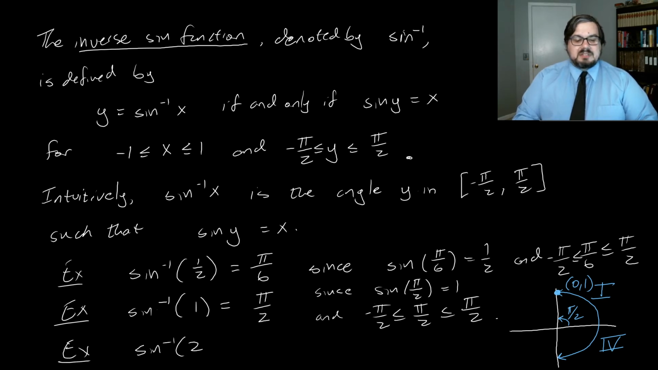What about inverse sine of 2? Inverse sine of 2 is undefined, and the reason for that is that there are no angles between negative pi over 2 and pi over 2 where sine takes the value 2.